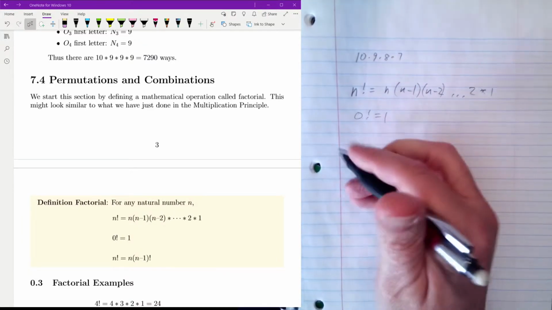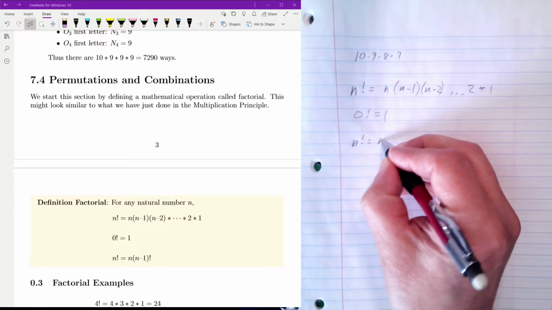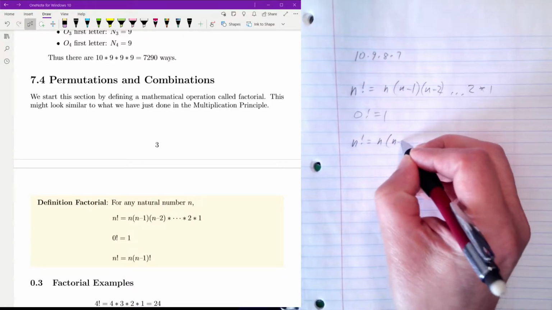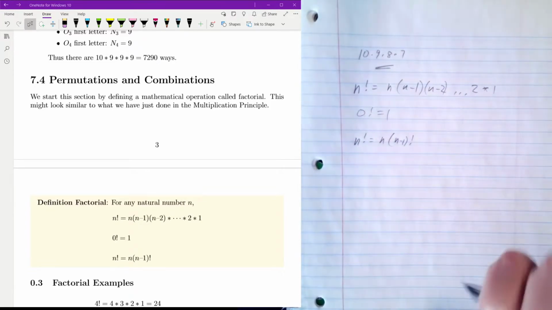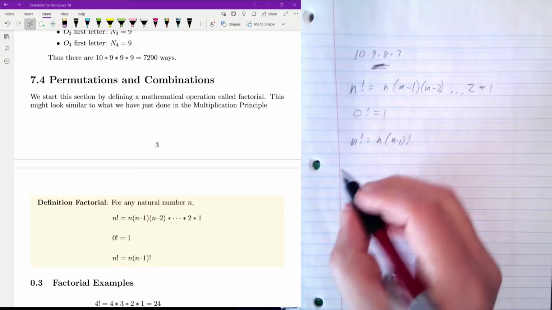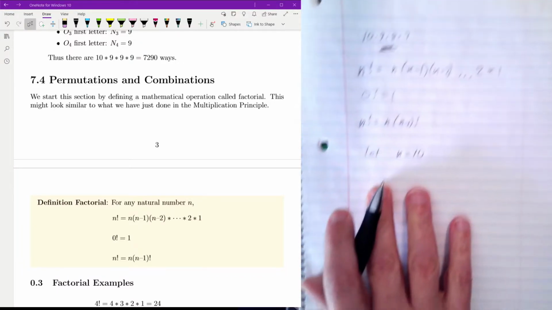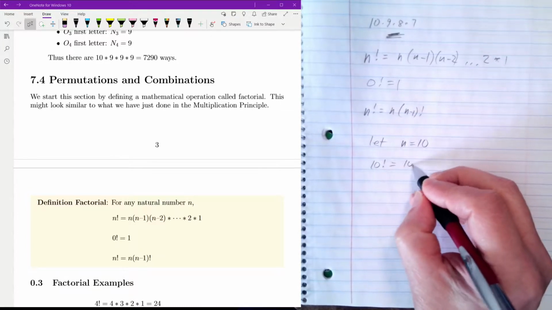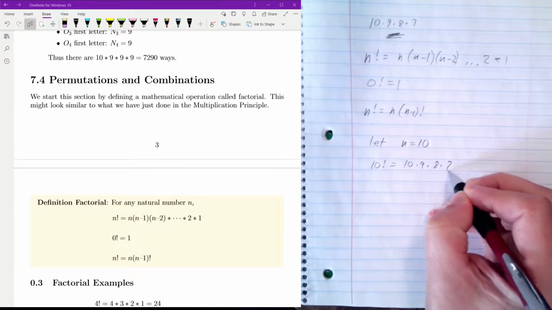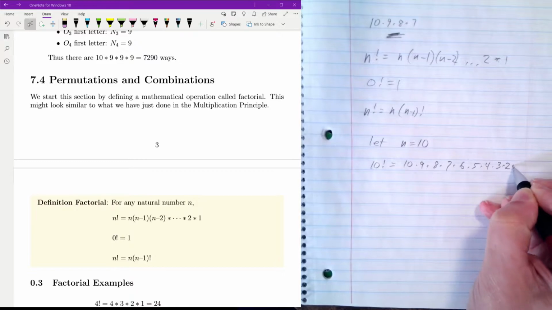And then we also have that n factorial is equal to n times n minus 1 factorial. And we'll put these in terms that might be easier to understand. We'll look at the number 10 as n. So if we let n equal 10, 10 factorial is equal to 10 times 9 times 8 times 7 times 6 times 5 times 4 times 3 times 2 times 1.